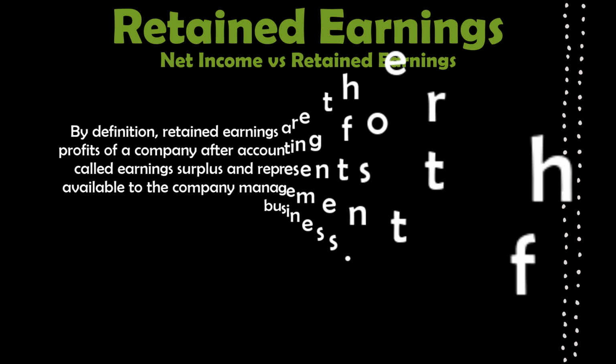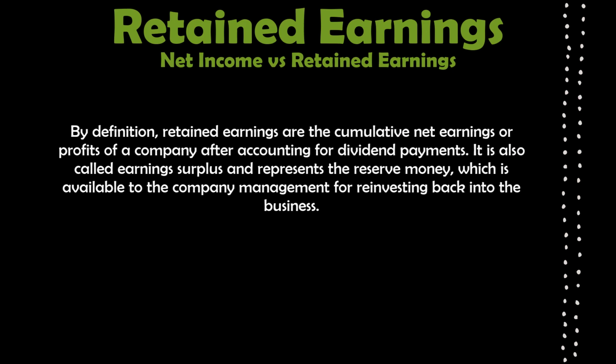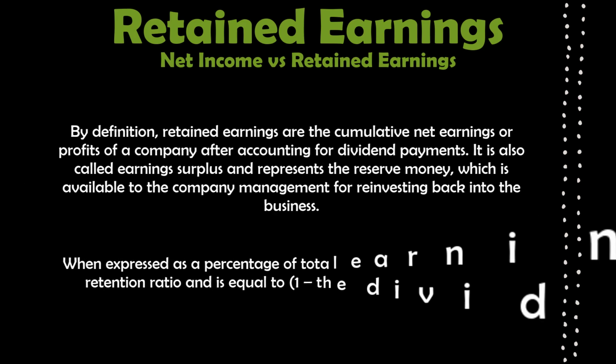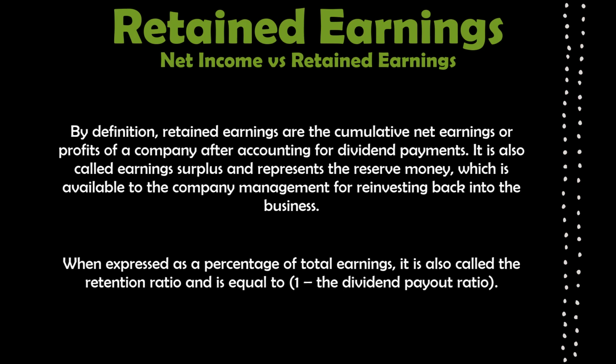When expressed as a percentage of total earnings, it's also called the retention ratio and is equal to 1 minus the dividend payout ratio. That means that net income and retained earnings are not the same things. However, net income along with net losses and dividends directly affects retained earnings.